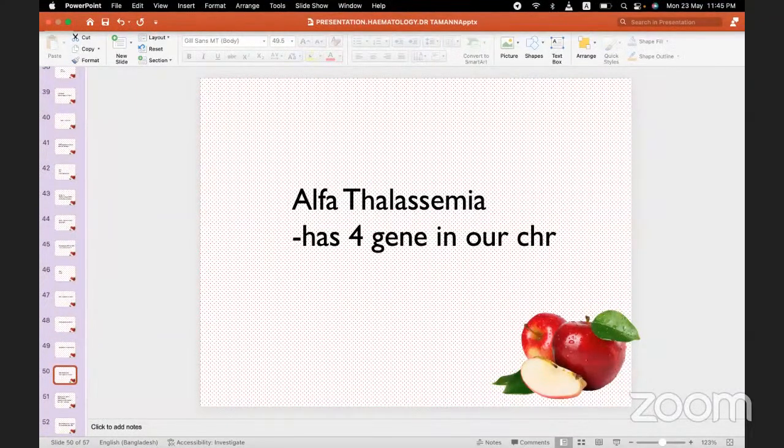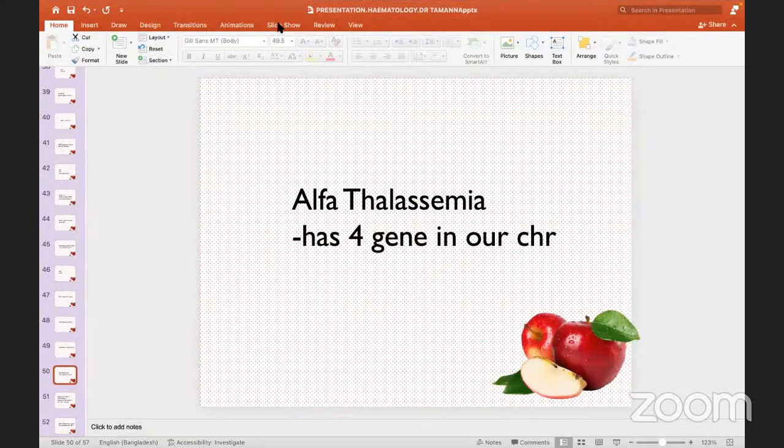Now you understood quantitative defect is thalassemia. What are the varieties of thalassemia? How many varieties of thalassemia are there? Two, alpha and beta. Alpha and beta, very good. And there are mixtures, alpha, beta with sickle cell, beta E-beta. There are some varieties of mixture. I'm not going into that detail.